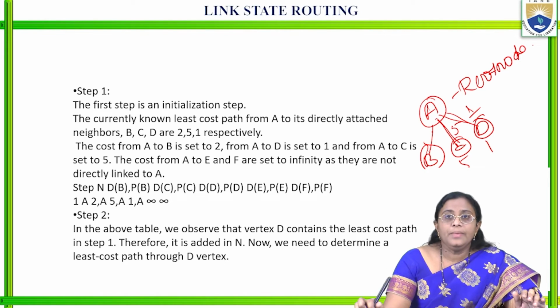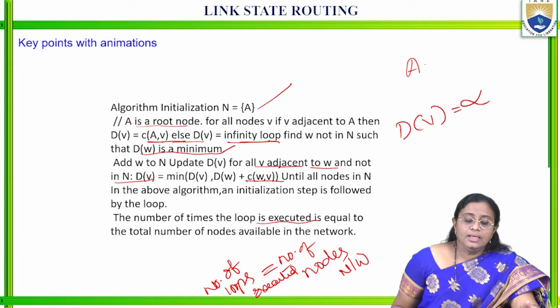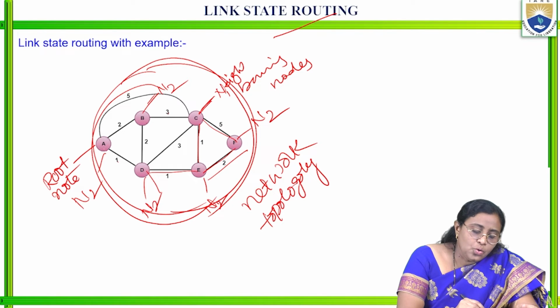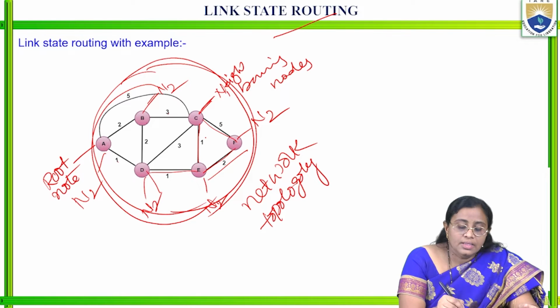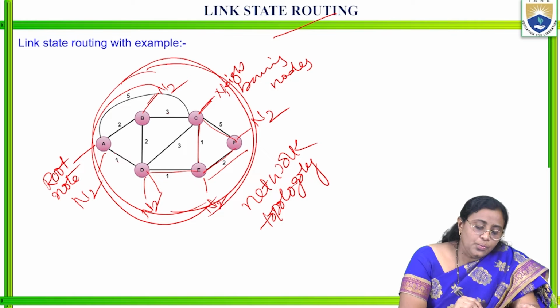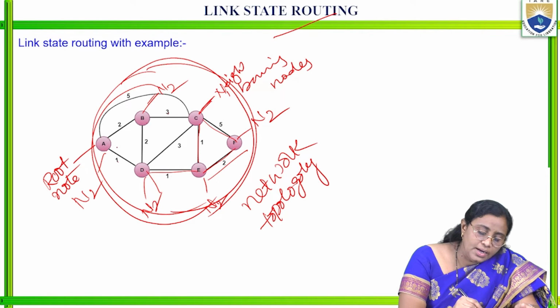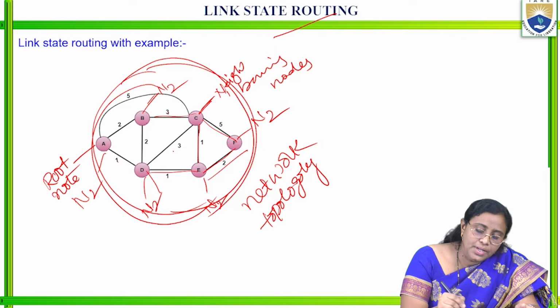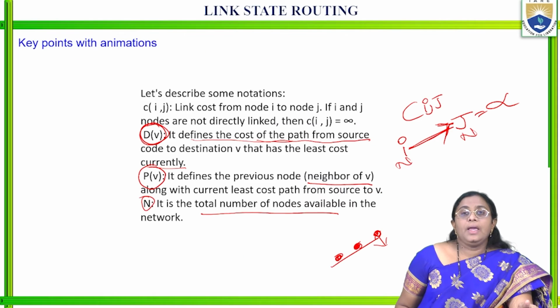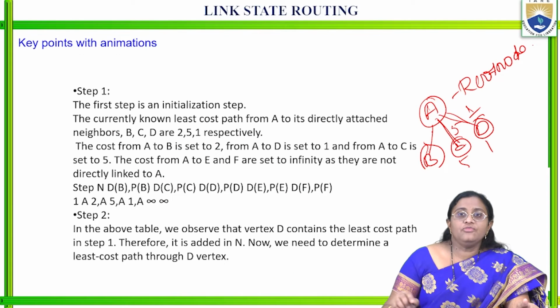linked to A. Why? Because E and F are not directly linked to the root node A, as you have observed here. From the root node, B, D and C are attached. From C, E and F are extended. So, according to the algorithm initialization, we can define the paths A to B, A to C and A to D. From C, we can calculate C to E, C to F and E to F. That is the main theme of the initialization steps.